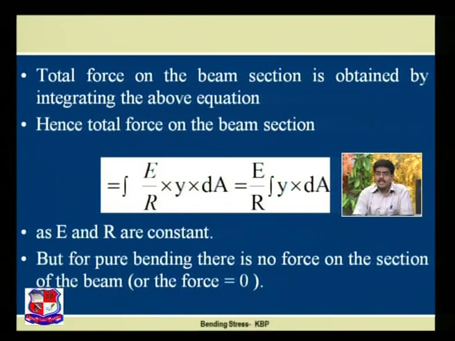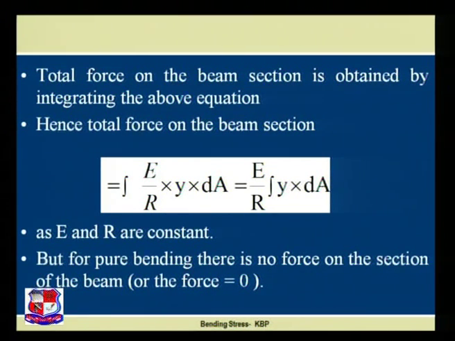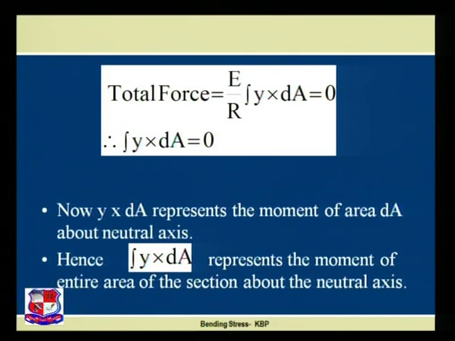Now E and R are constant as I told, but for pure bending there is no force on the section of the beam. What do we define as pure bending? Pure bending is defined as the zone where only pure bending moment acts. No force is acting. Hence, there is no force which is acting on the section. So, this total force on the beam section, that is E by R integration y dA, we have to equate it with 0, as no force acts under pure bending section, pure bending zone.